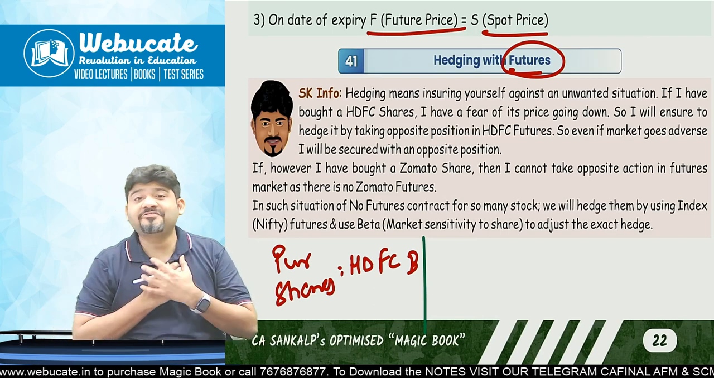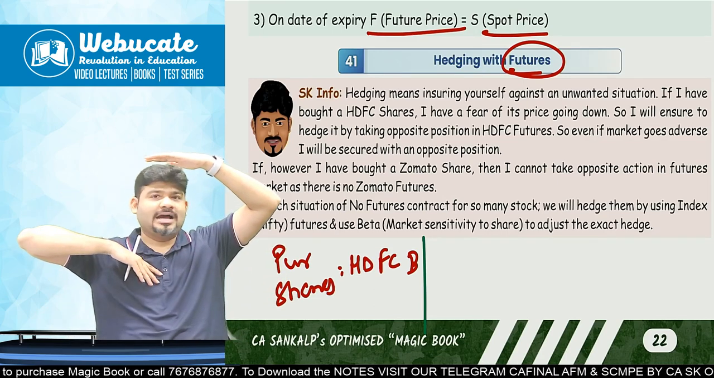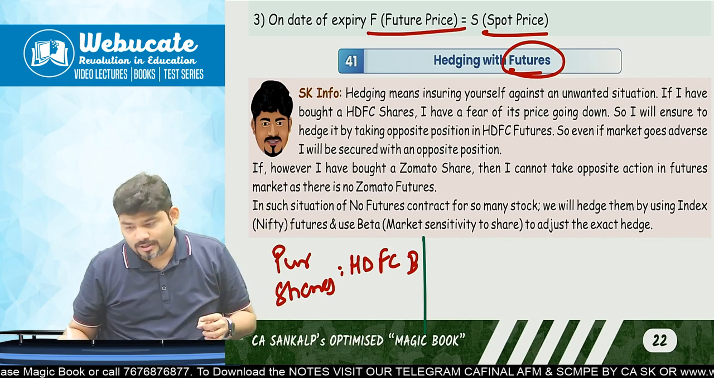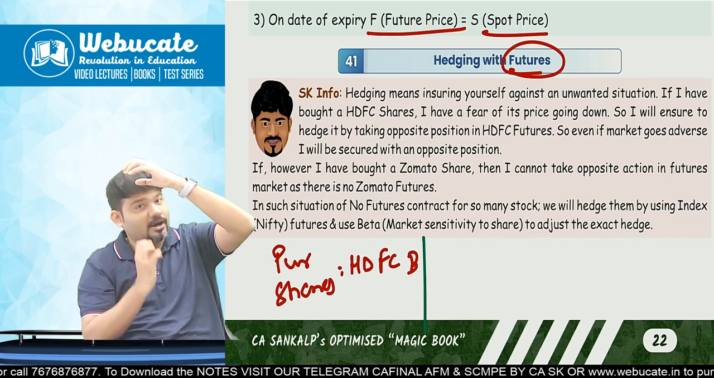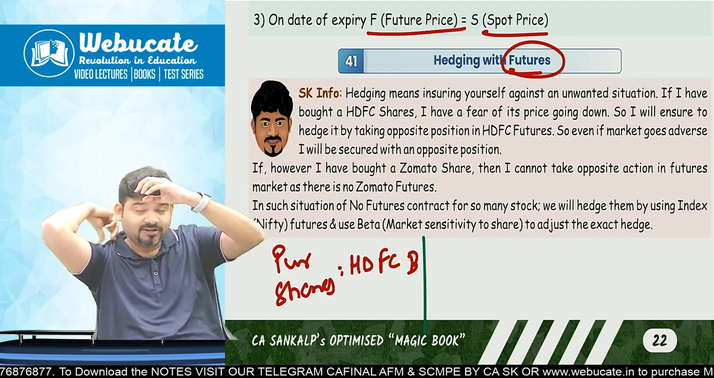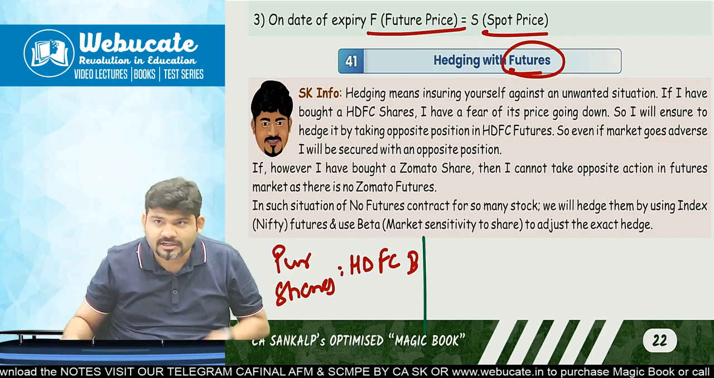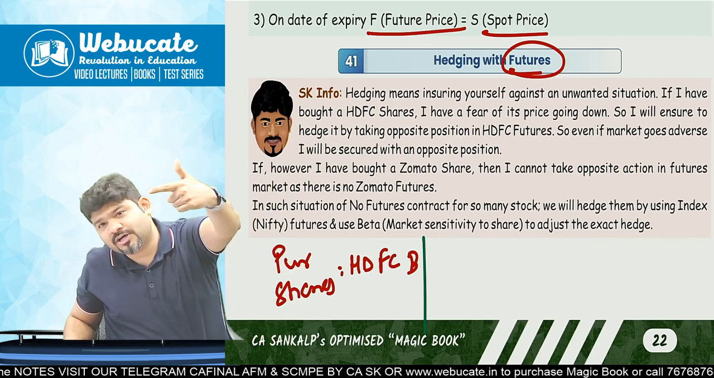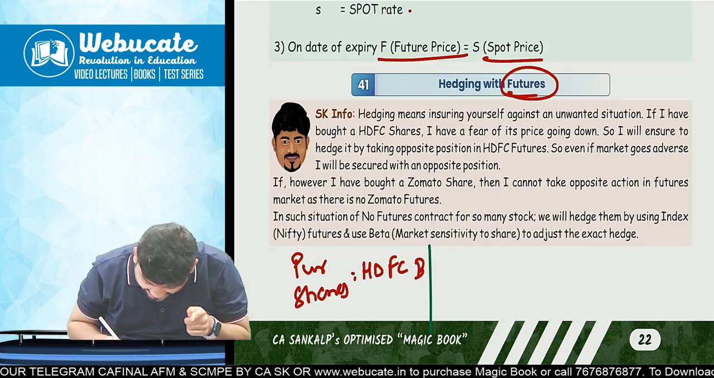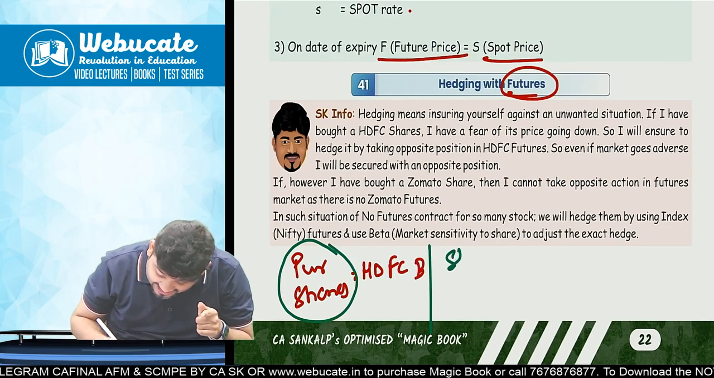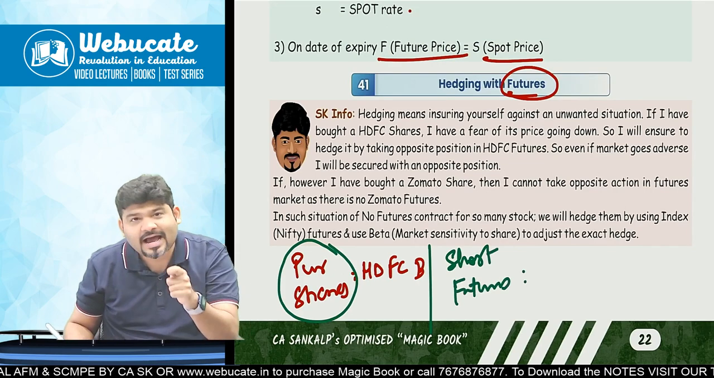Now, what is my fear? My fear is what if it goes down? I will lose a lot of money. So, if anything happens as regards going down, I will lose the money. Right. So what I can do is enter into a futures contract, such that even if the market goes down, I will gain. If I have purchased the shares, I will short futures. So see, using futures, I am hedging the risk.